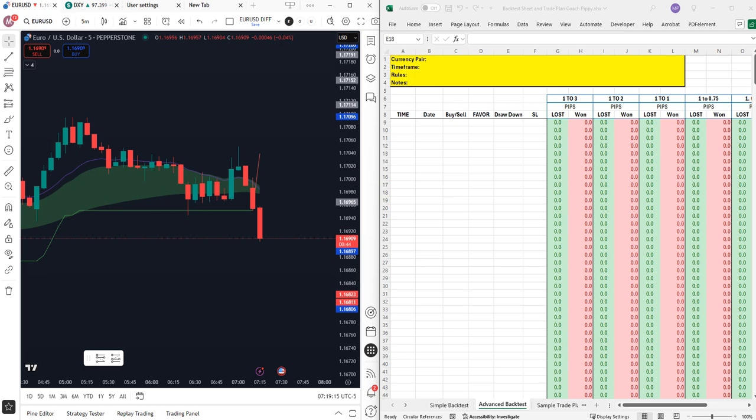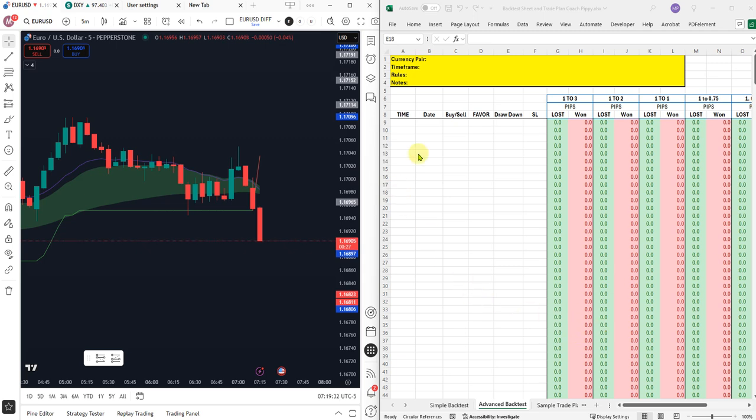Today we are going to do a little more advanced backtesting. Last time we did sort of a simple look at backtesting, and this one is a little more advanced to help us find our trade plan. So this is for you.